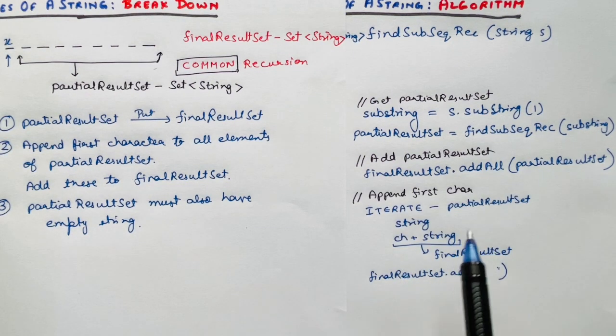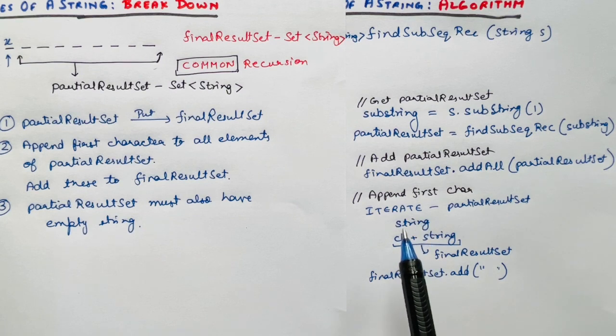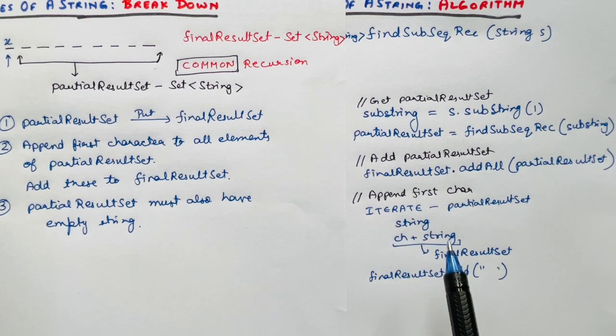So we iterate over the partial result set. In every iteration, we get a string. We append our first character to that string, and we put this new string into our final result set. And finally, after all the iterations are done, we also add an empty string to the final result set. Why are we adding the empty string to the final result set? Because this will serve as a partial result set for some other string.